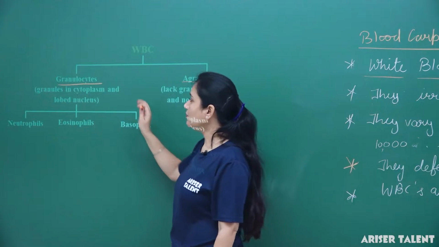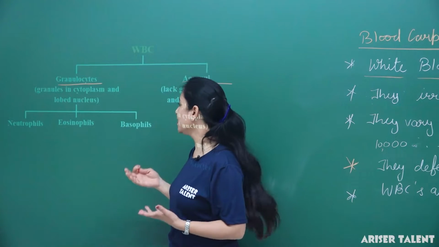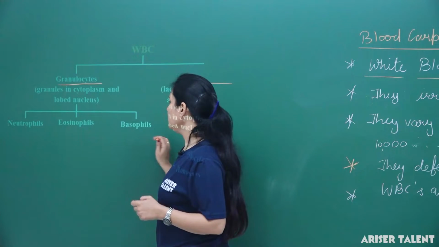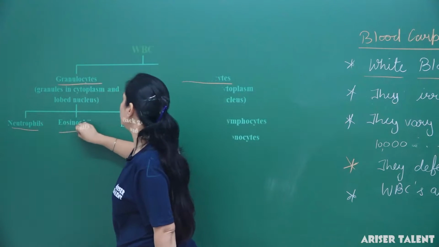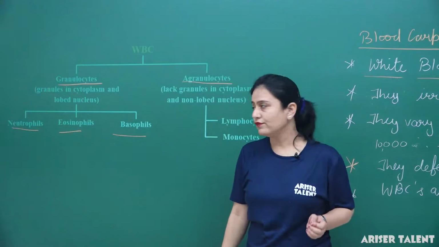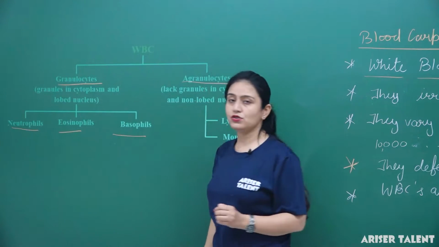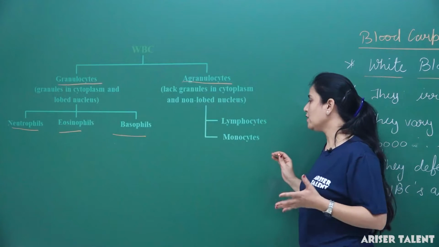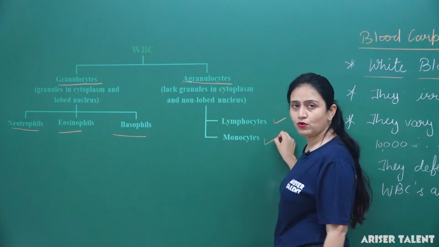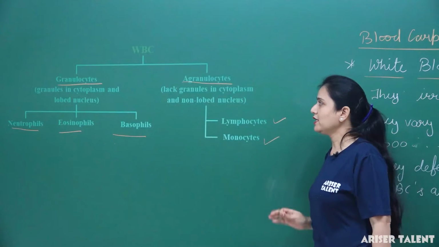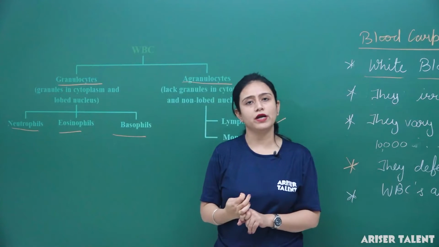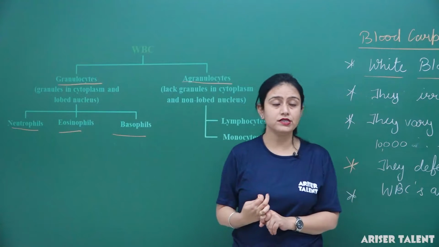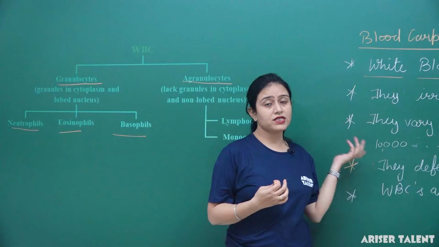Fine. If we talk about the various parts of the granulocyte, then they have three parts: neutrophils, eosinophils and basophils. Again, agranulocytes are of two types: lymphocytes and monocytes. Thus we can say WBCs, known as white blood cells, are irregular and have a nucleus, so they are known as nucleated.